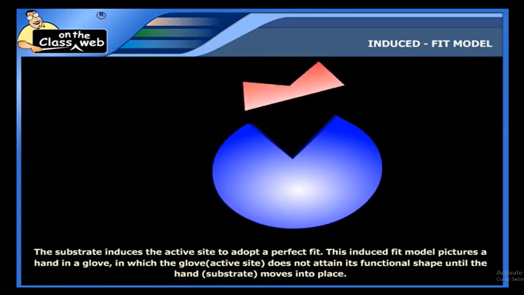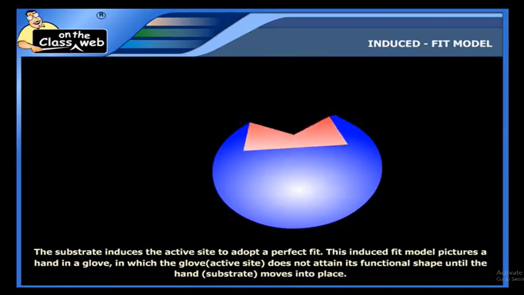In the induced fit model, the substrate induces the active site, the enzyme, to adopt a perfect fit. For clear understanding of the induced fit model, you can think of a hand in a glove. Consider the glove to be the active site, which does not attain its functional shape until the substrate, in this example the hand, moves into place.